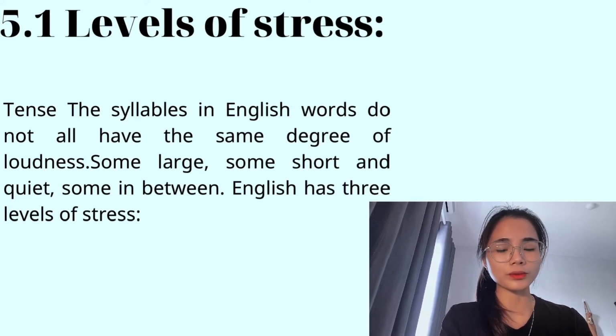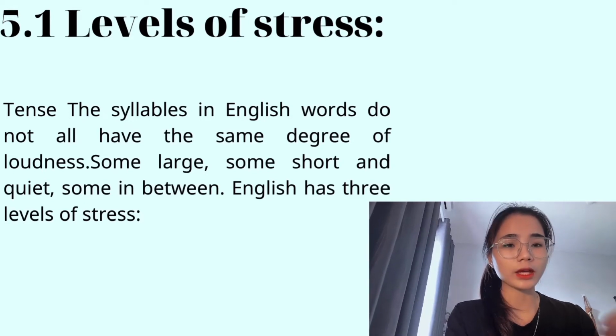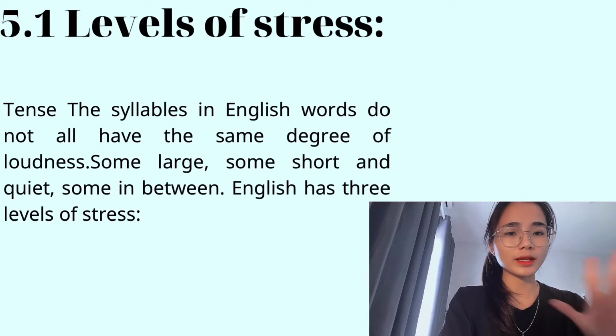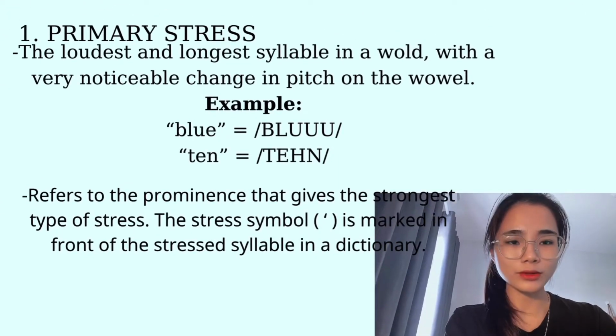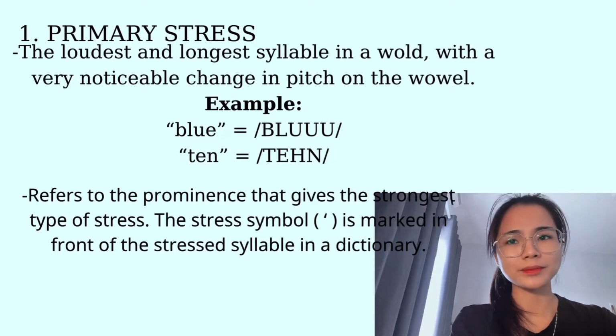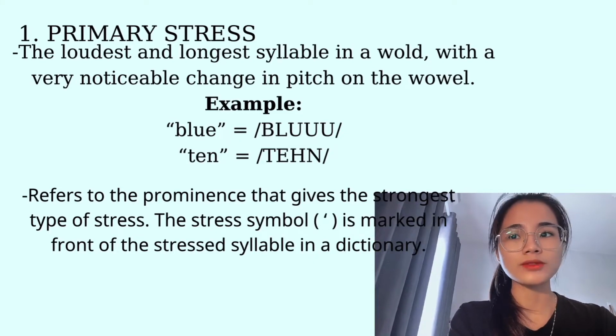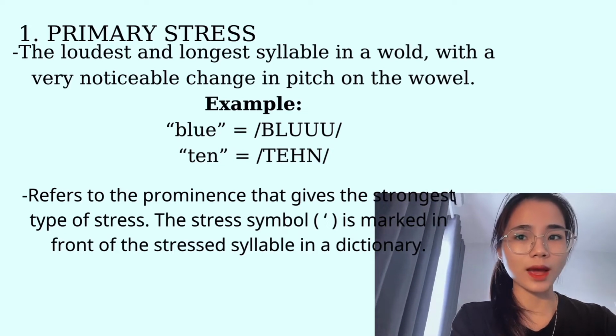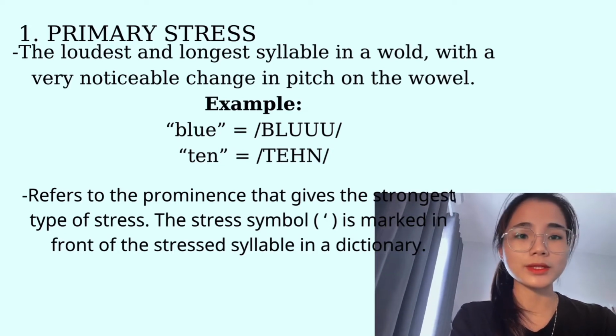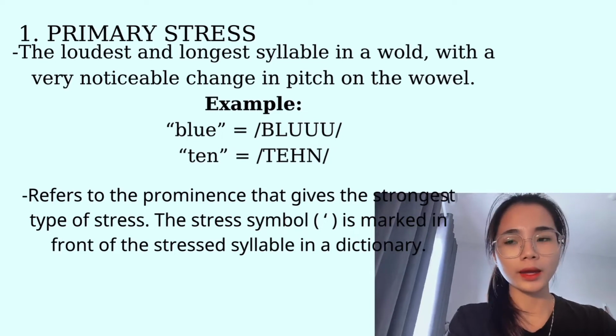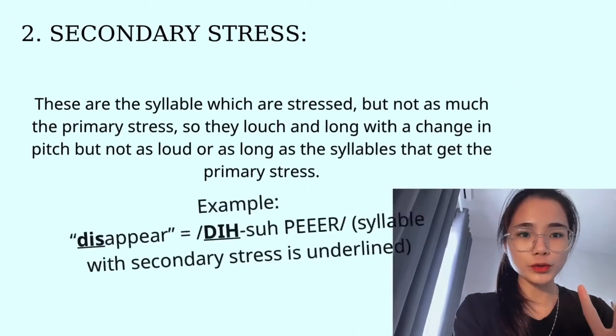Stress in English words can be divided into three levels of distinction, which are primary stress, secondary stress, and unstressed. Number 1. Primary stress. The loudest and longest syllable in the word, with a very noticeable change in pitch on the vowel. In a one-syllable word, that one syllable has primary stress. Examples: blue and tan.